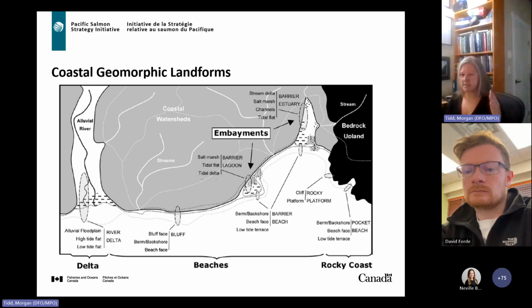A beach bluff consists of a bluff face as the main source of sediment, followed by a berm, backshore, and beach face.